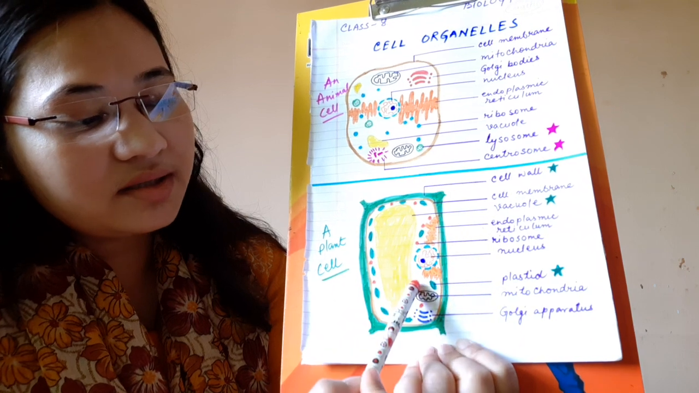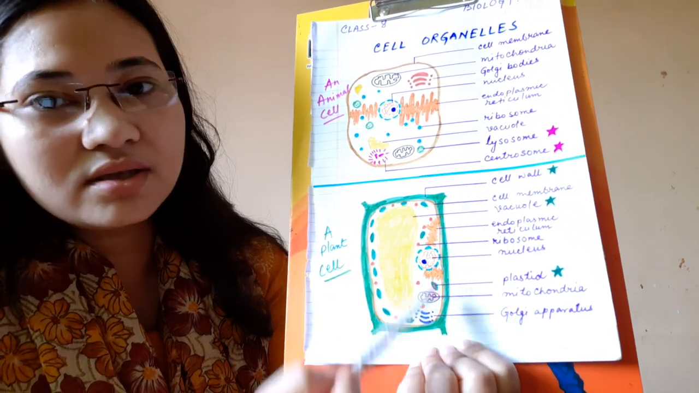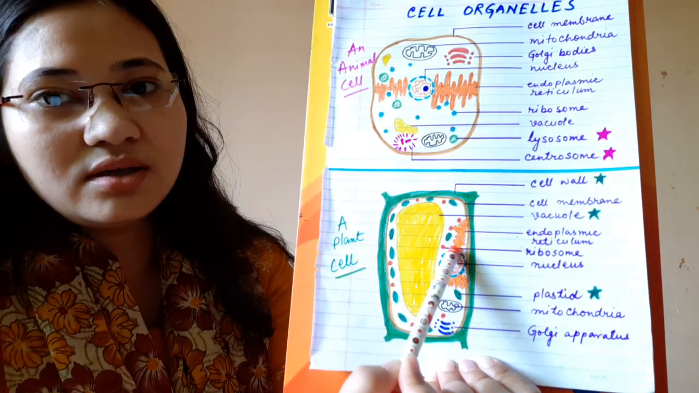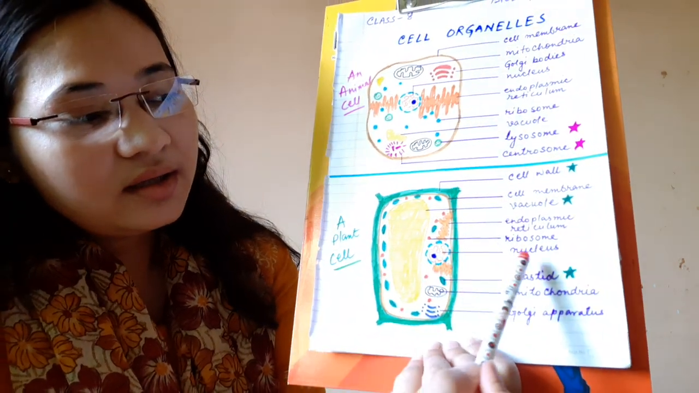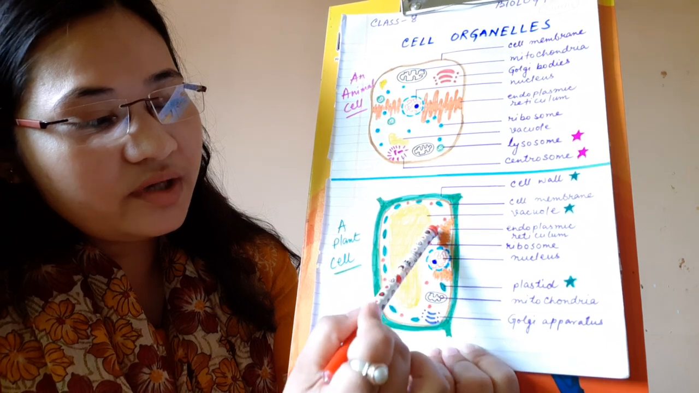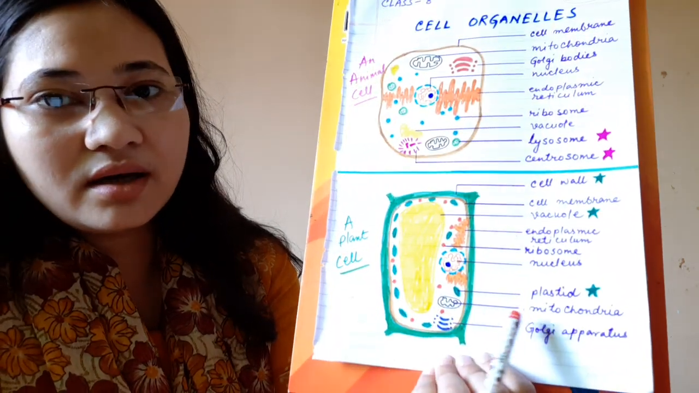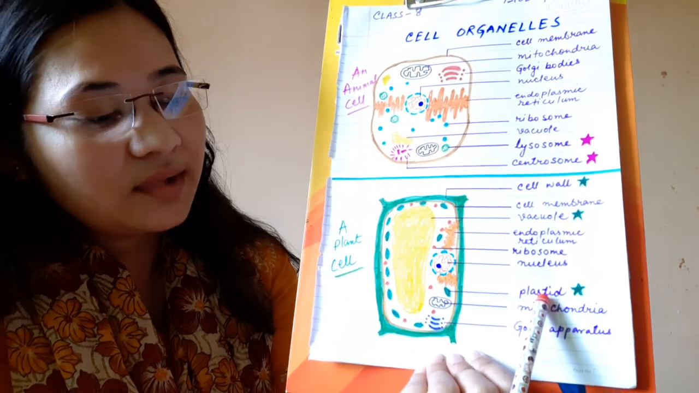Then the next one is ribosomes. You can see here some red dots scattered here and there. So these are the ribosomes. Then the nucleus, okay, a centrally located nucleus. Then come the plastids, some oval shaped structures which are present all over the plant cell. These are called plastids.